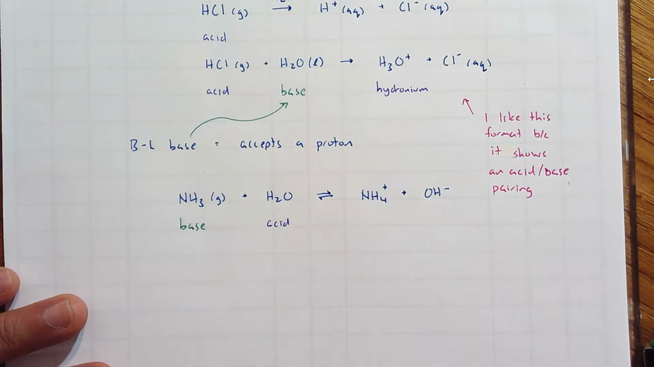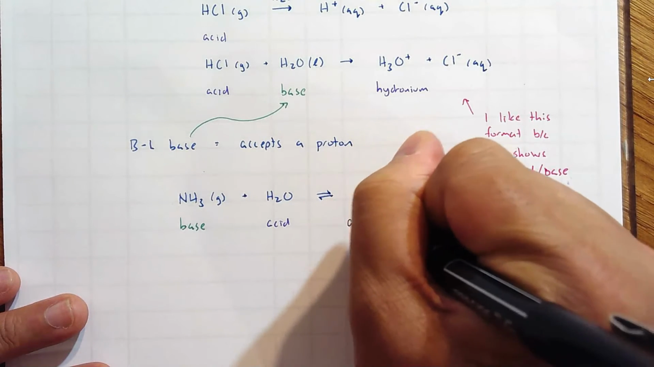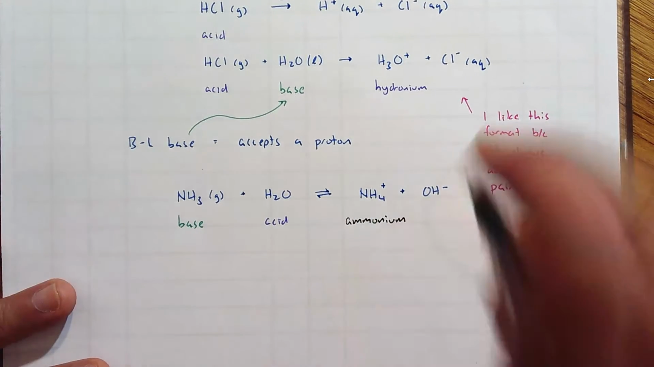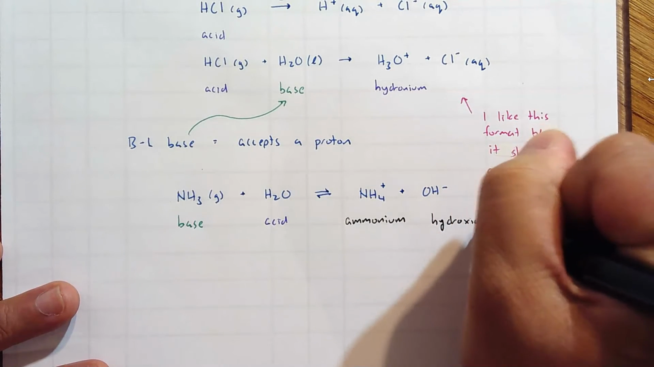And these two are called ammonia. Oh no, ammonium. Ammonium. This is ammonia. This is ammonium. This is hydroxide.